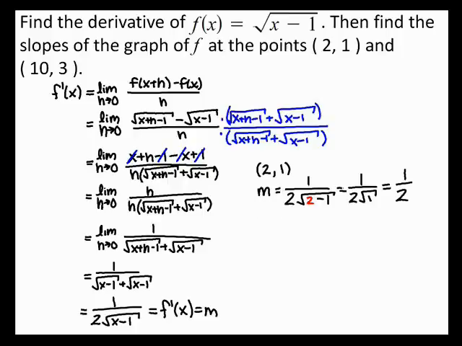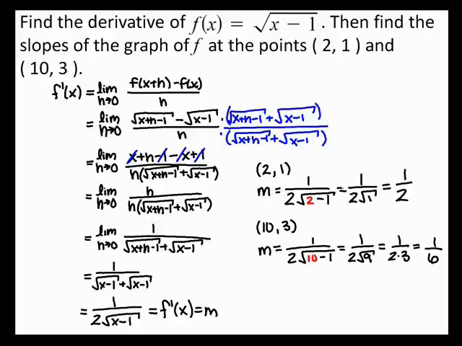To find the slope at (10, 3), substitute 10 into the slope equation. Simplify 10 minus 1. Simplify the square root of 9. Simplify 2 times 3. You find that the slope at (10, 3) is 1/6.